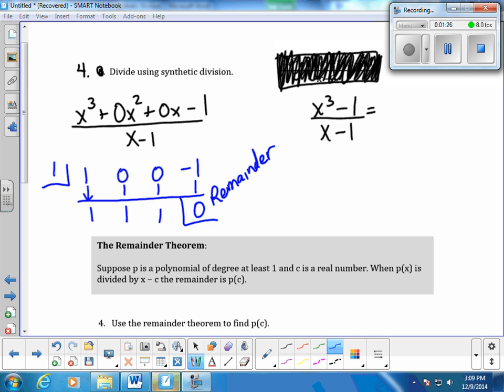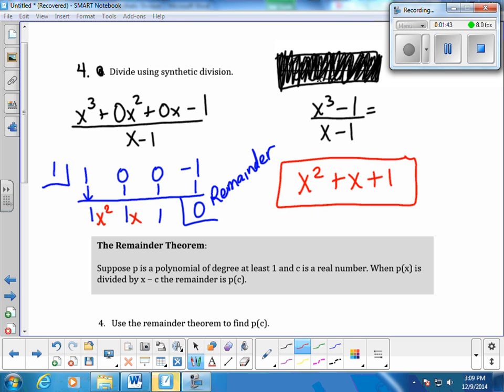Okay? Now, if the original polynomial was x to the third, which is a third degree, then I start here with 1 degree less, so it's x squared plus x and keep going. So this is going to be x squared plus x plus 1 and no remainder.